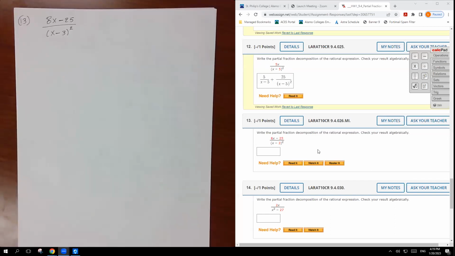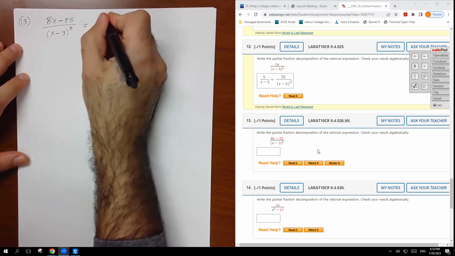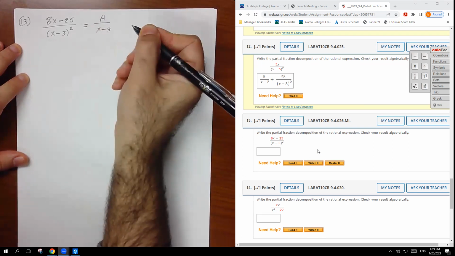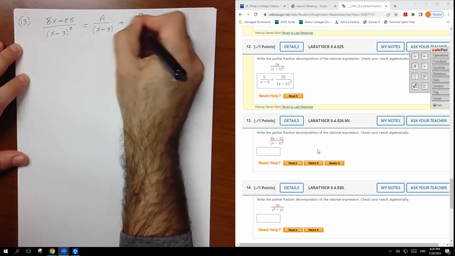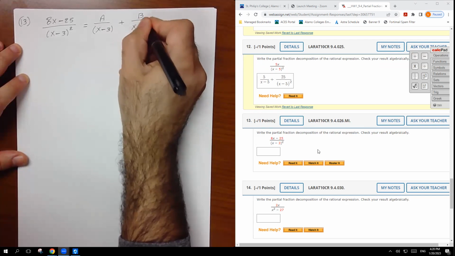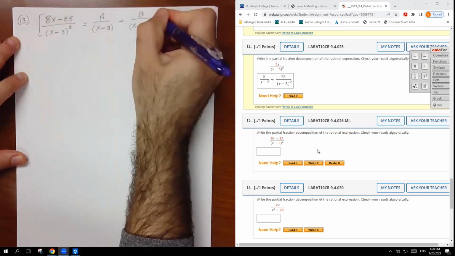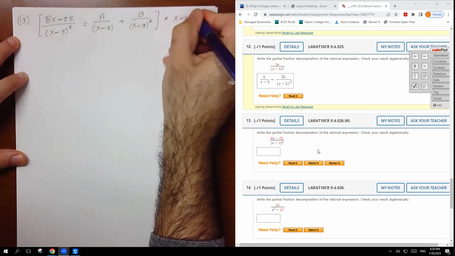13 is going to be exactly like number 12. So to find the partial fraction for this rational expression, if you look here, this one is going to be equal a over x minus 3, and plus, you can put this one in parentheses, it's fine, b over x minus 3 squared. Then next step, you're going to multiply both sides by the least common denominator, which is x minus 3 squared.